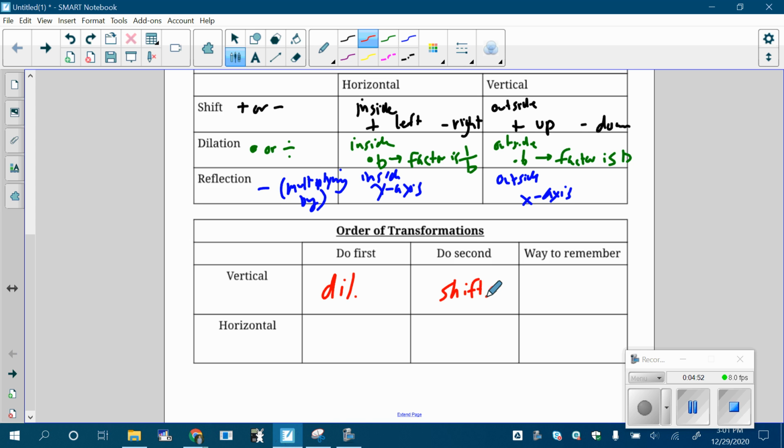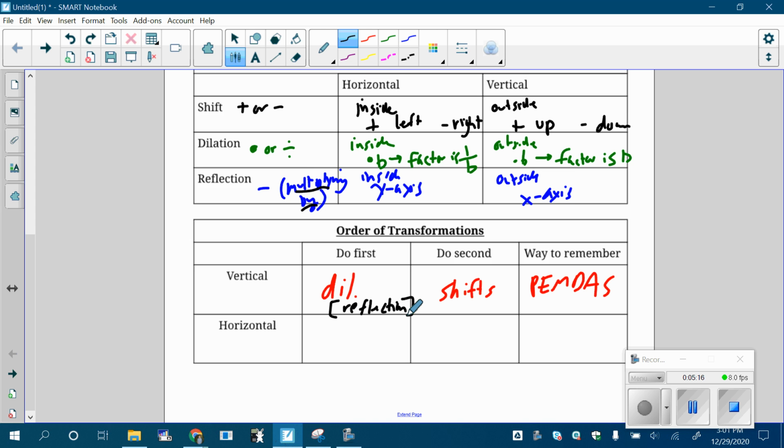Why? Or sorry, how do you remember that? It's just order of operations. PEMDAS does. You do the dilation first because it's the multiplication, and then you do the shift because it's the addition. And please remember, incorporated in with the dilations are the reflections. Because remember, you're really multiplying by that negative, so it counts as the same order of operations, okay? So reflections are in there with dilations.